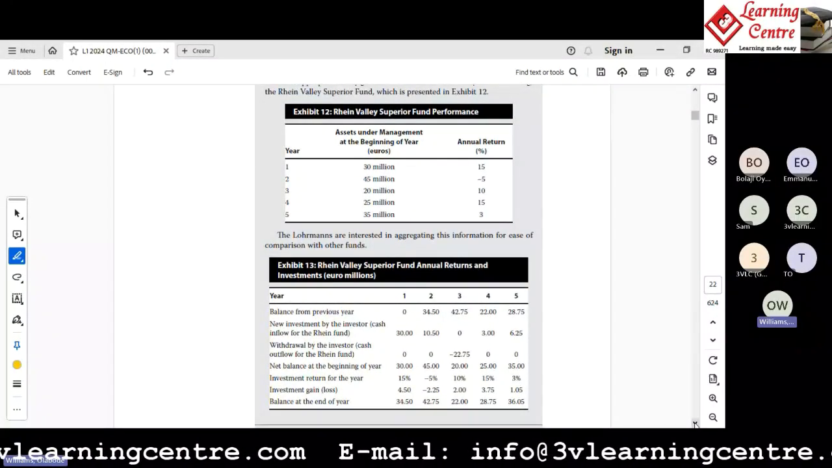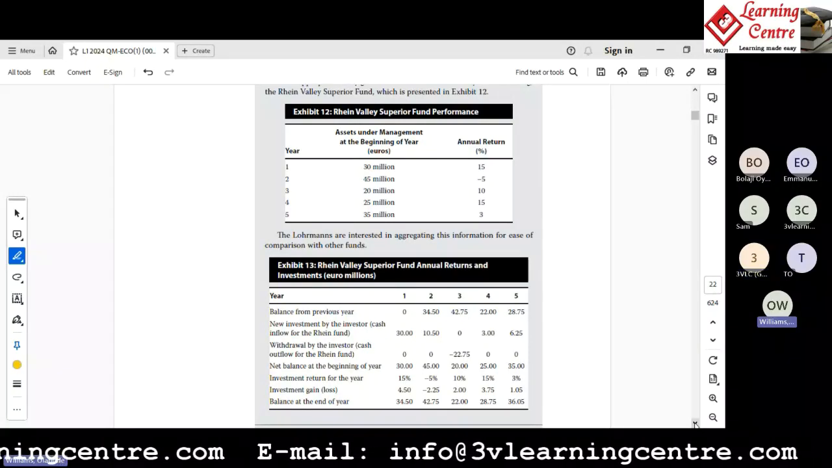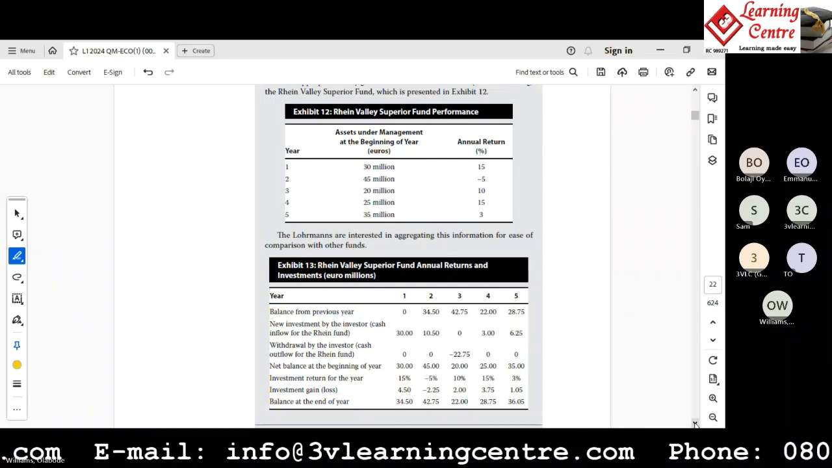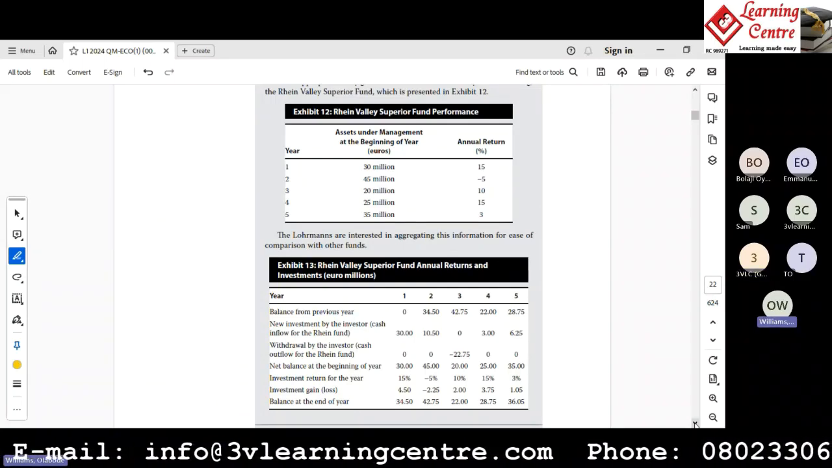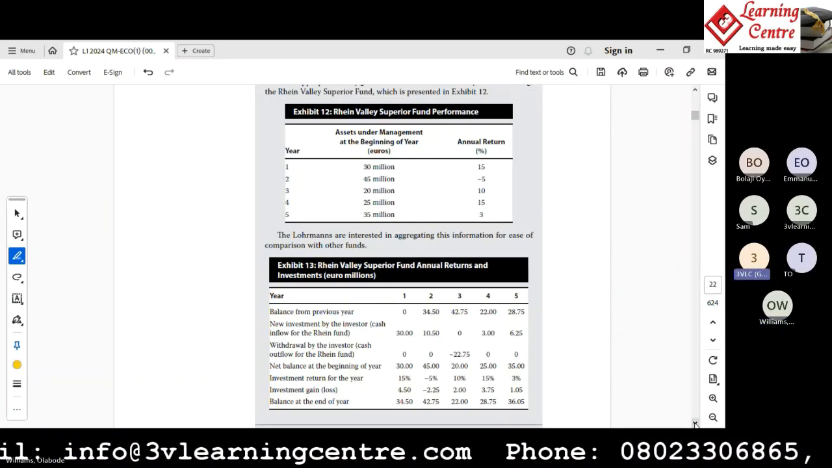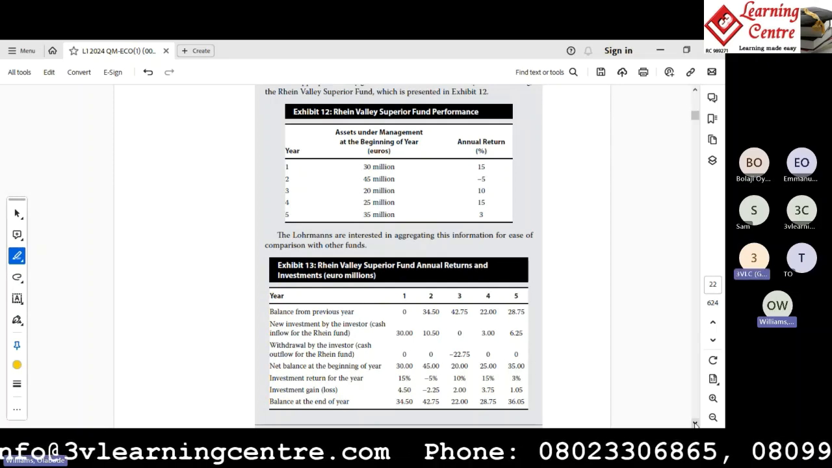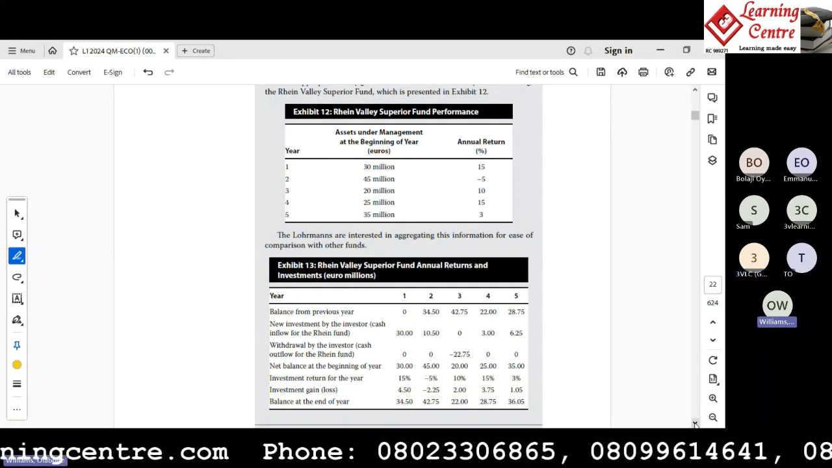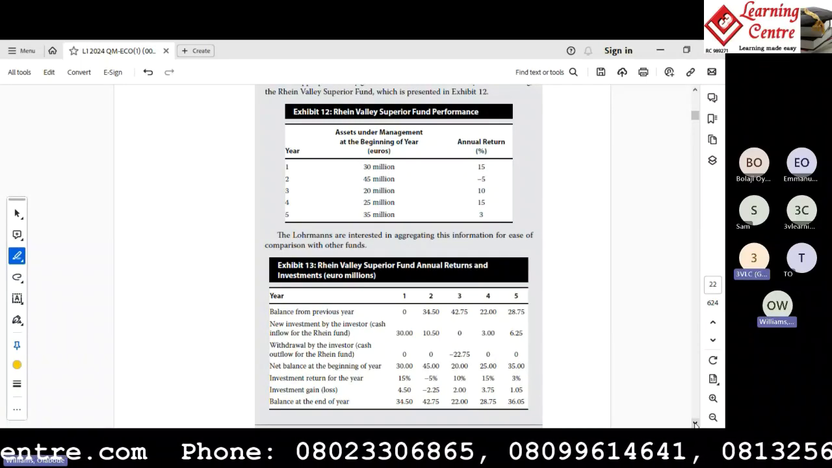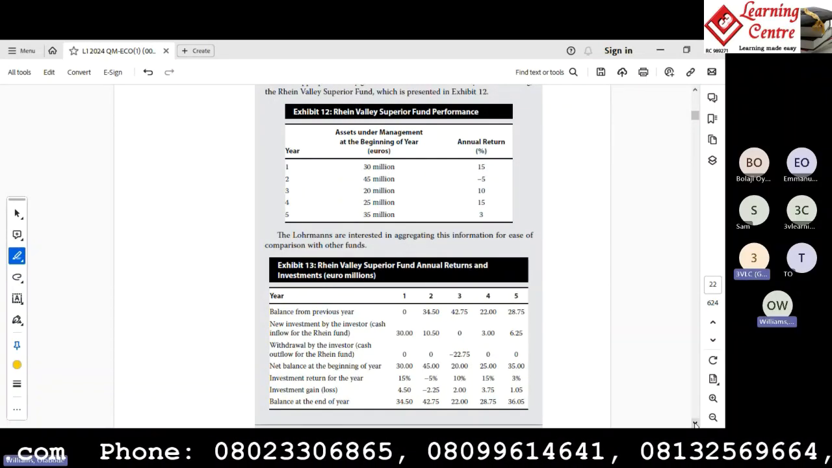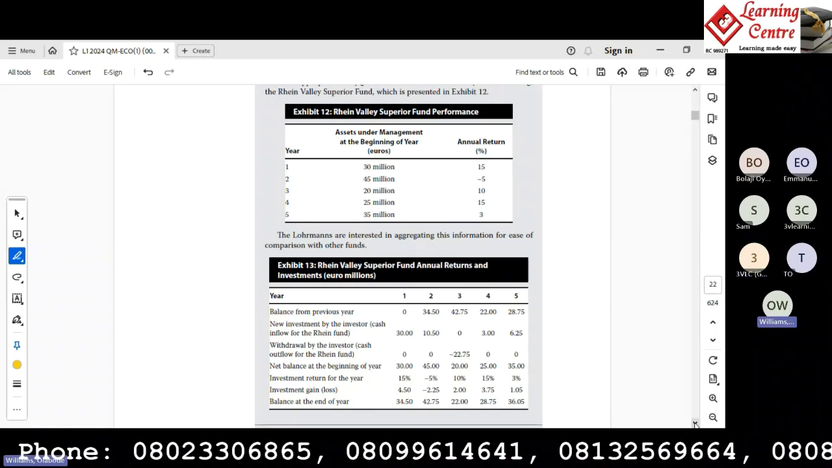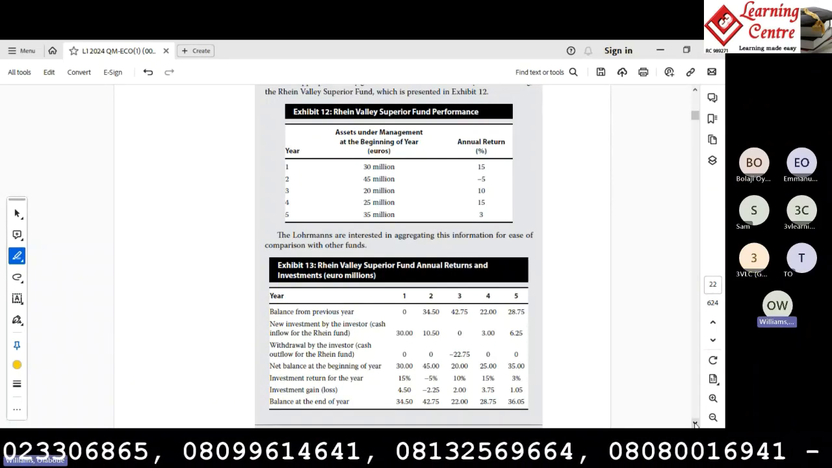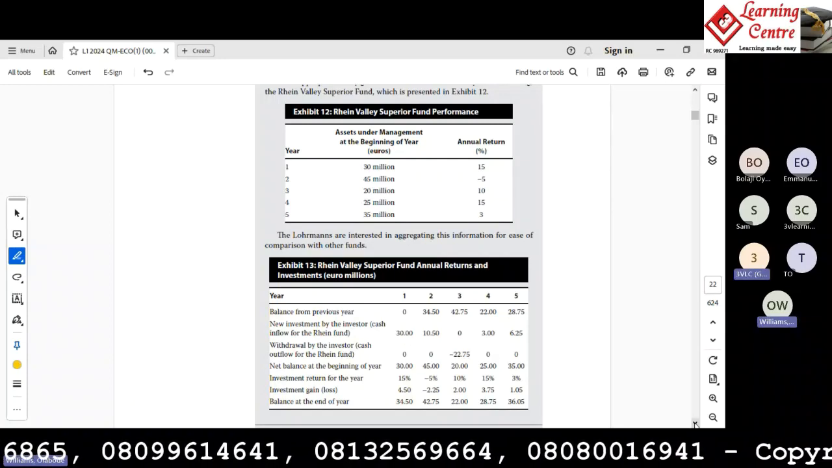They set it up this way. All right. So Rain Value Superior Fund annual returns and investments in euro. Okay. So they set it up this way. And the reason why they set it up this way is so that they can break it down.